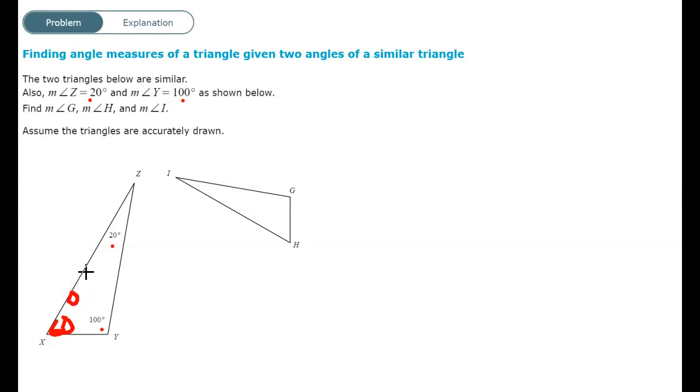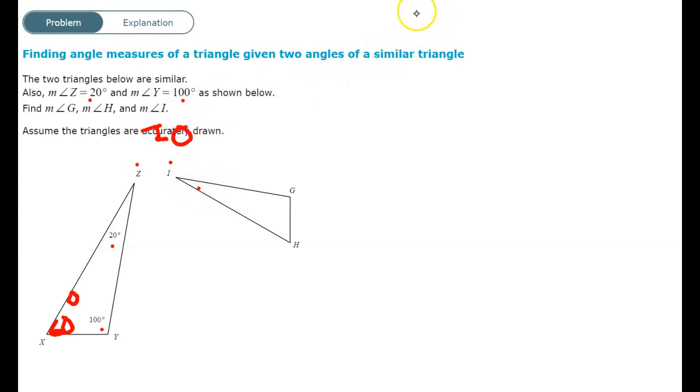The nice thing about similarity with triangles is the side lengths might be different, but the angle measures have to be the exact same. So we just need to find the corresponding angles. So I could see that Z and I correspond to each other. So if angle Z is 20, angle I is 20 also. So angle I is going to be 20.